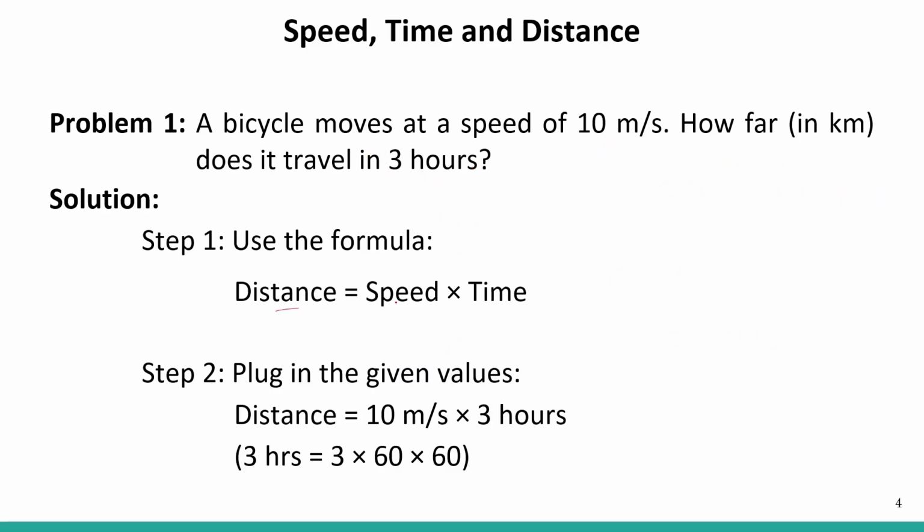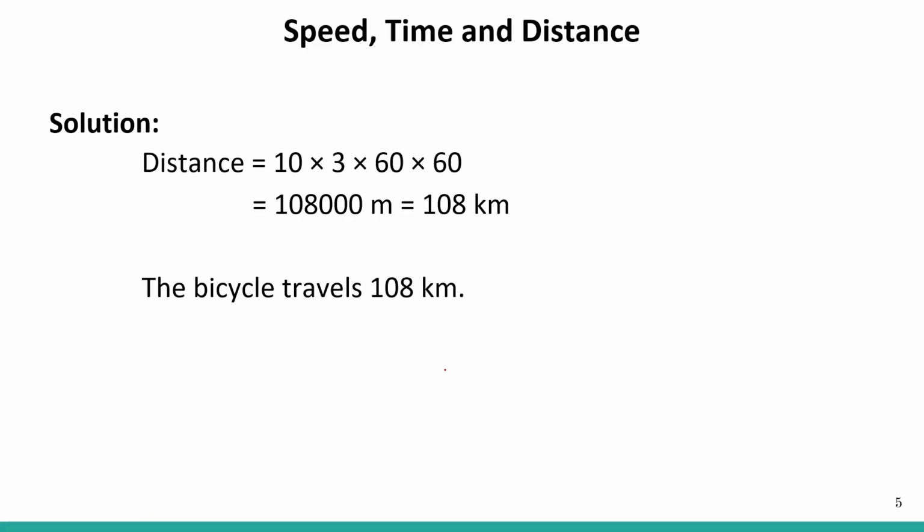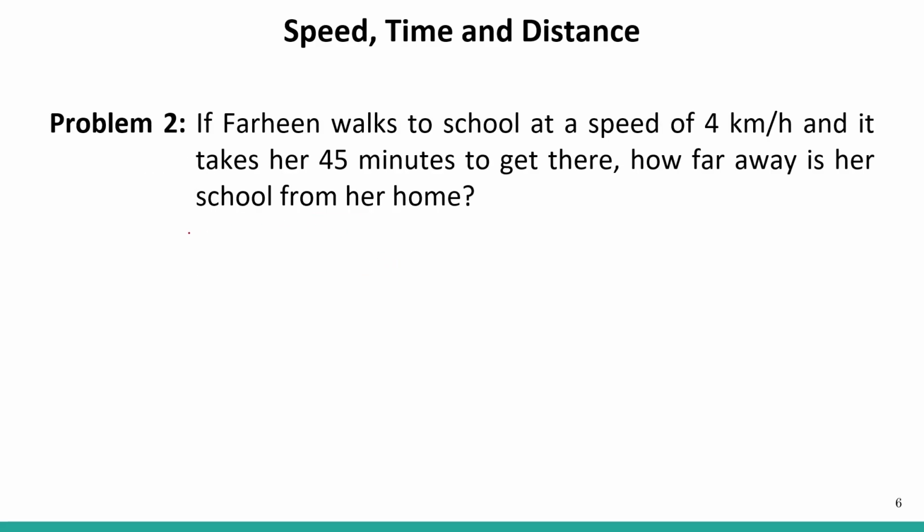Distance is equal to speed into time, because speed is equal to distance by time. Plugging in the given values, distance is equal to 10 meter per second into 3 hours. So it will be 1,08,000 meter, that is 108 kilometer. So the bicycle travels this much amount of kilometers. Let's see problem number 2.